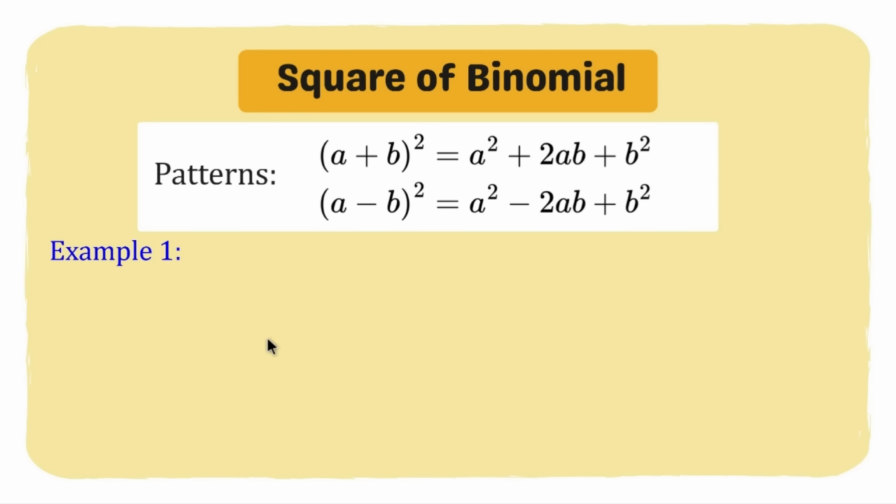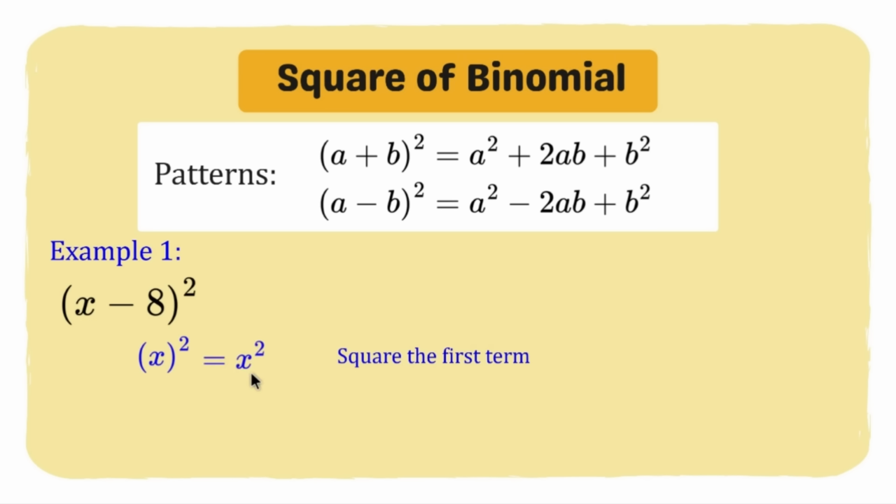Okay, let's have this example. Example number 1, we have here the quantity of x minus 8 raised to 2. Okay? So, again, first thing to do is to square the first term. So, asan po ang first term natin? It's x. We just get the square of x. Therefore, our answer is x squared.